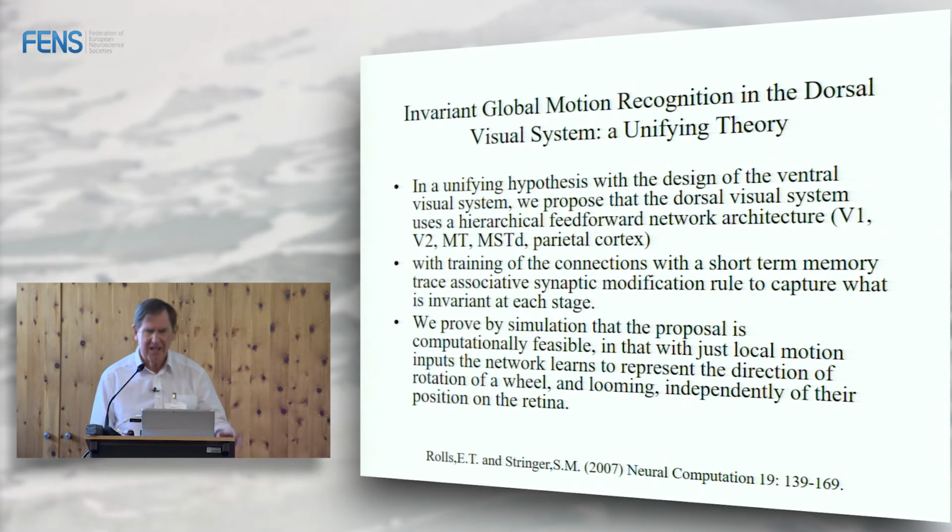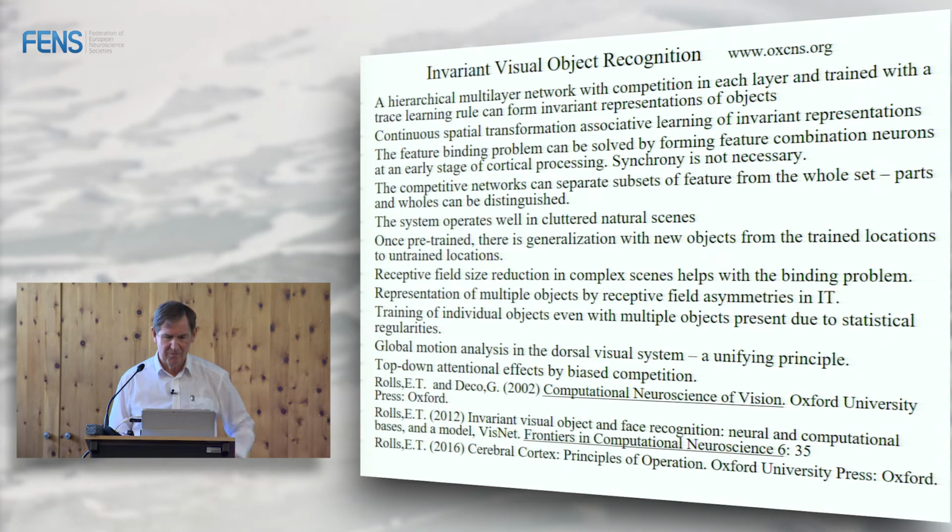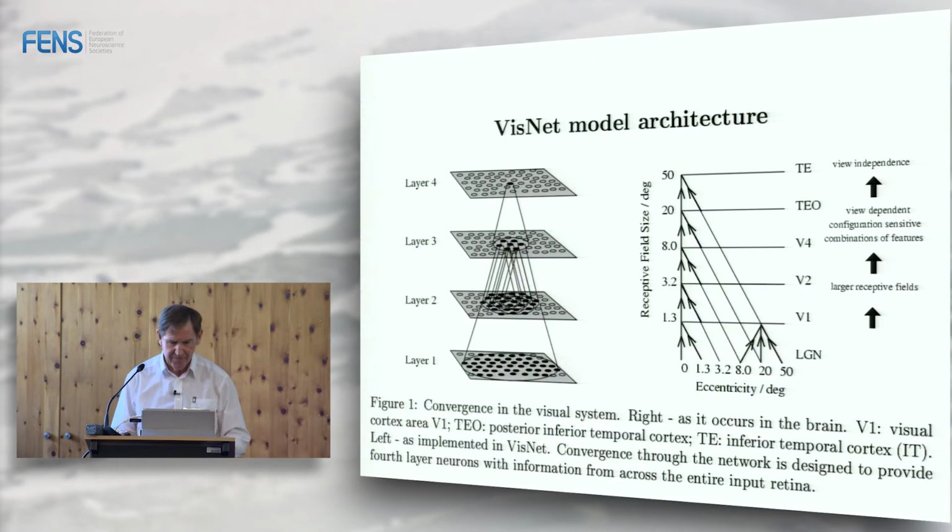So that's saying that some of what goes on in the dorsal system may use the same computational principles as those in the ventral system, not everything. So here's what we want to say about invariant visual object recognition: you can use trace rules and you can also use continuous learning to help you learn it. And the most recent description is in that book.